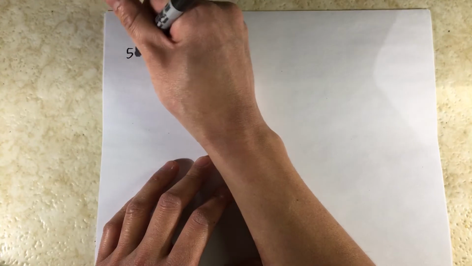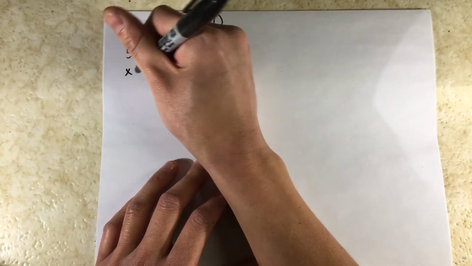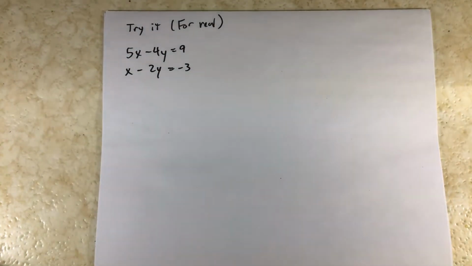Okay, so 5x minus 4y equals 9. X minus 2y equals -3. Again, what we want you to do is solve for one of the variables and plug it into the other equation. So why don't you try that right now? You could pause it and try to do it yourself.